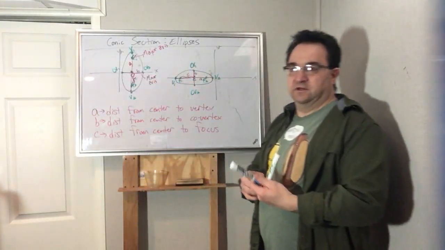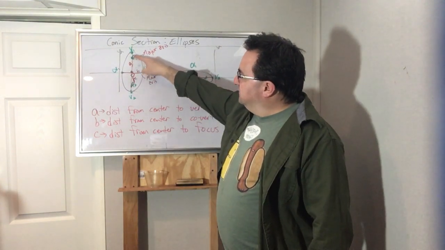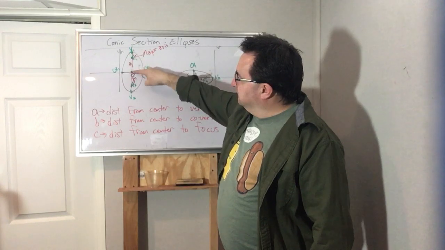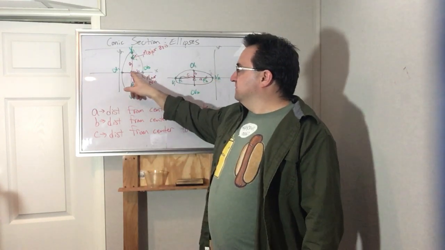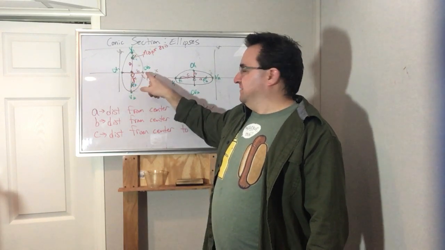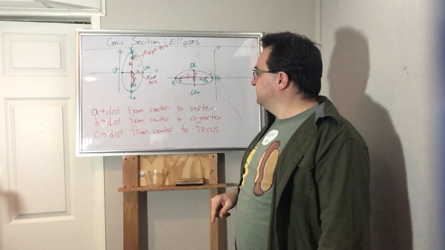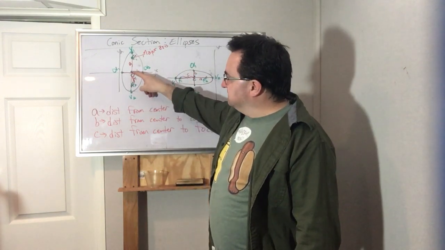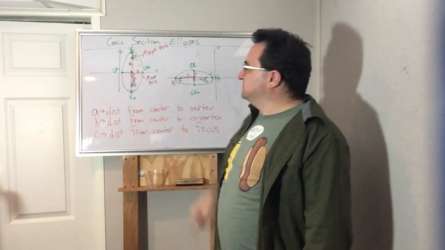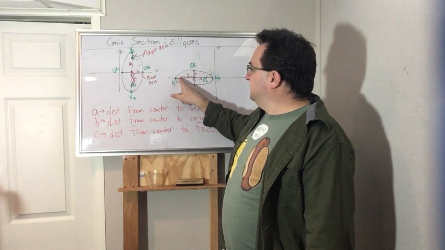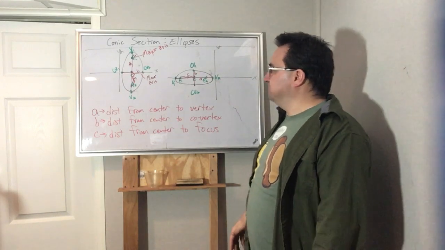So let's look again with that in mind. A is how far it is from the center to the vertex. B is how far it is from the center to the short end, the co-vertex. And then C is the distance from the center to the focus. It's actually either one. These are the same distance. It's symmetric. So C would be so many units this way, so many units that way. So we have those three players going on.